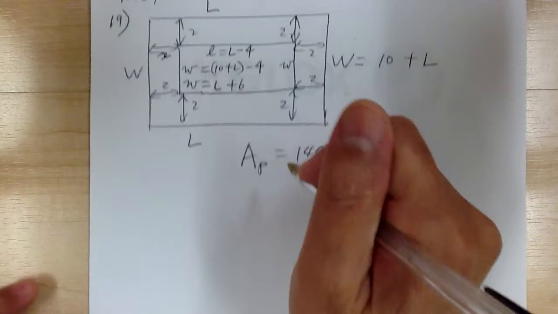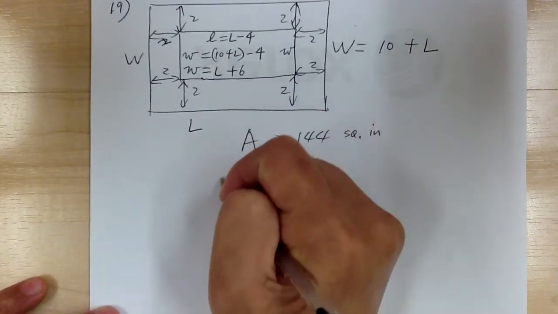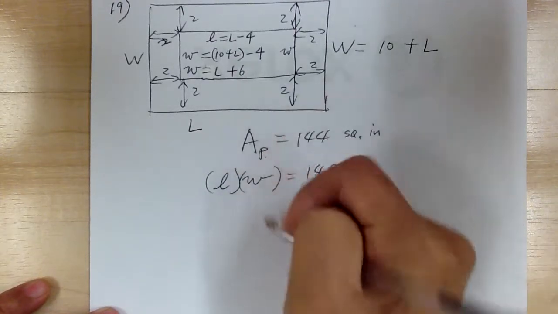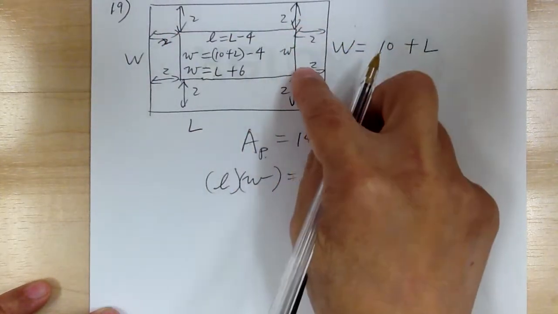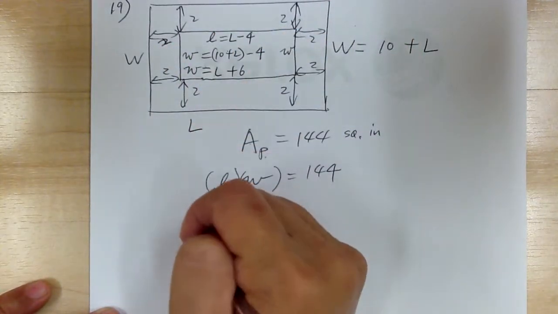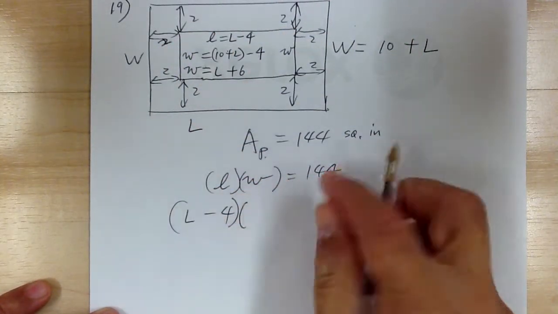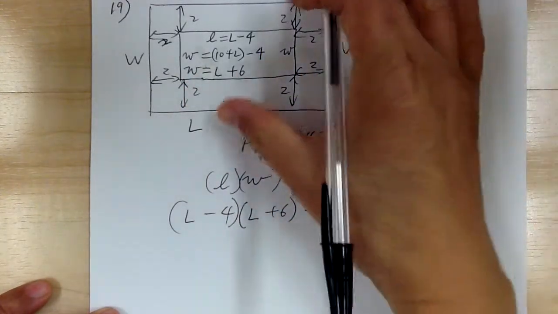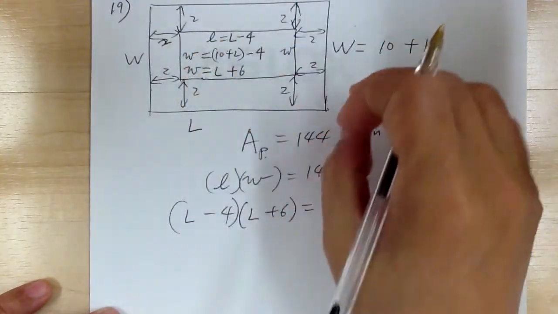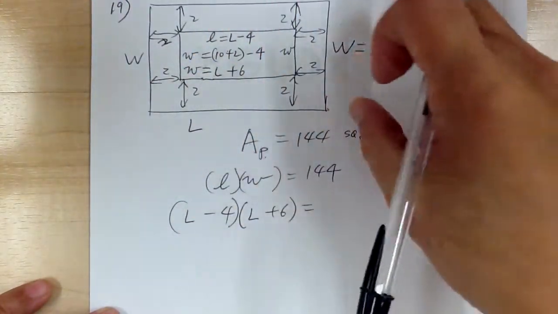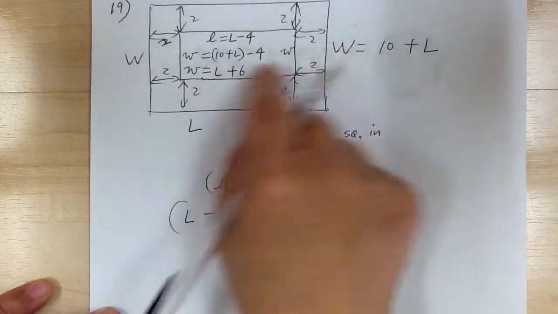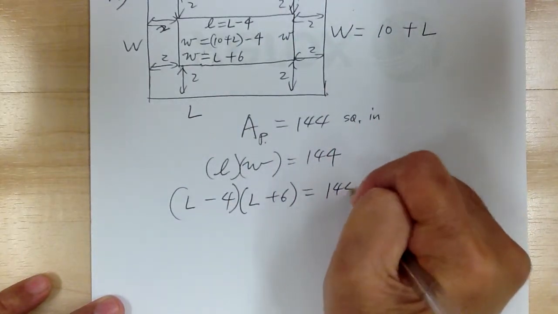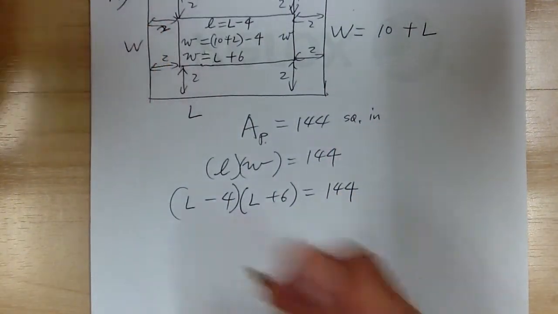So now let's start to substitute. The area of the picture is length times width of the picture. So the small l is big L minus 4, and the small w is big L plus 6. Again, you have to figure out the relationship between the big L and small l, and between the big W and small w. That's why it's very important you draw the picture, so you can figure out the relationship. So now you go and distribute, go and work it out.